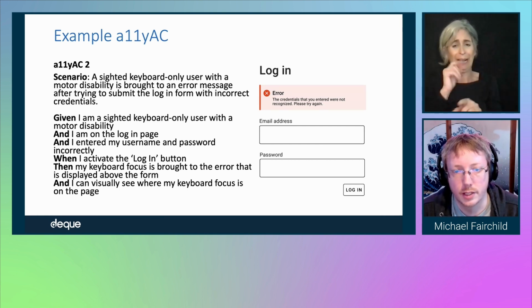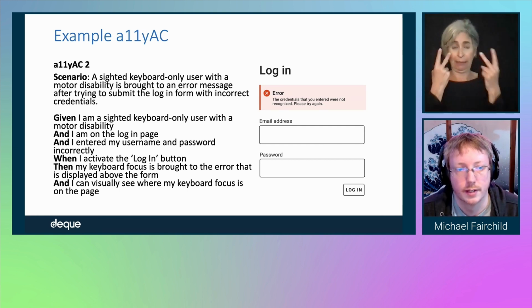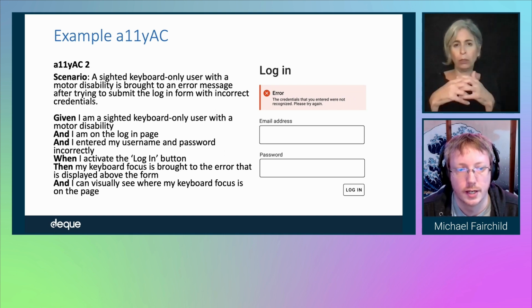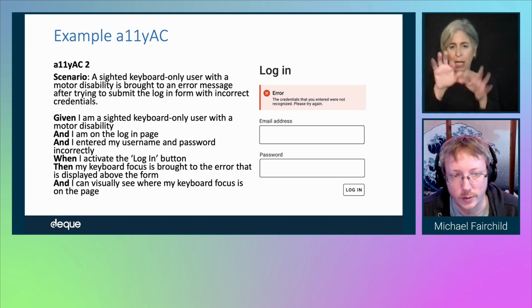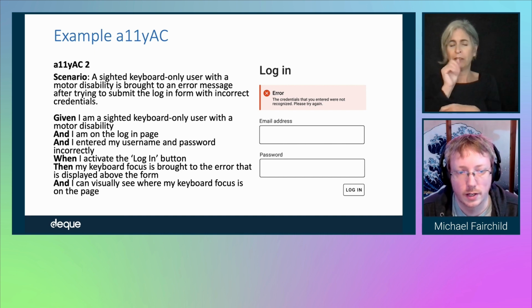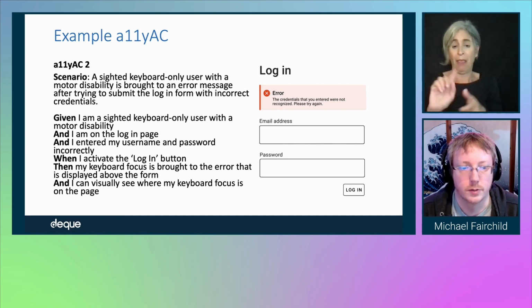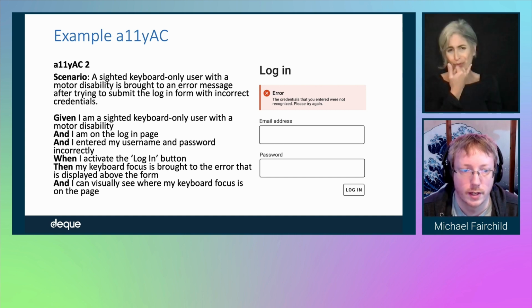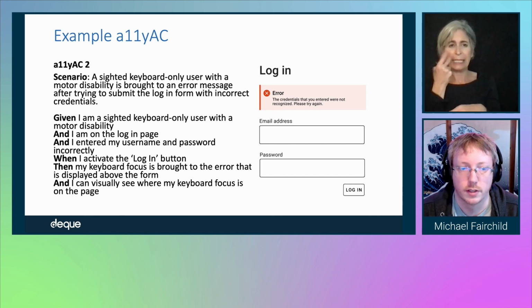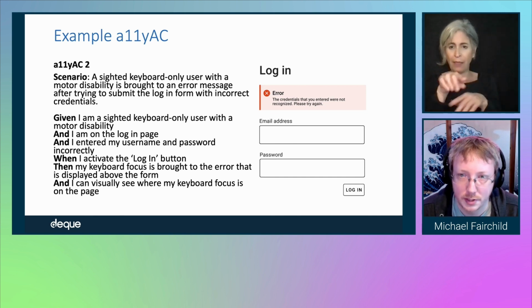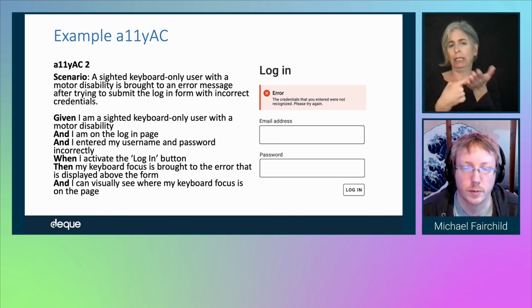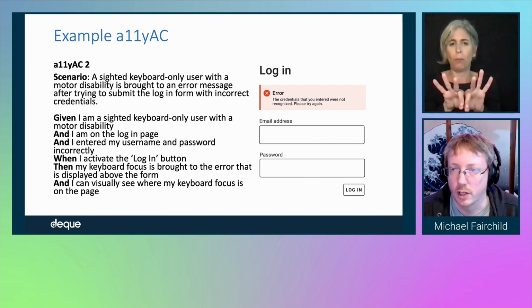Given I am a sighted keyboard only user with a motor disability and I am on the login page and I entered my username and password incorrectly, when I activate the login button, then my keyboard focus is brought to the error that is displayed above the form, and I can visually see where my keyboard focus is on the page. So again, we're still discussing that login form that we've been stepping through this entire process so far.